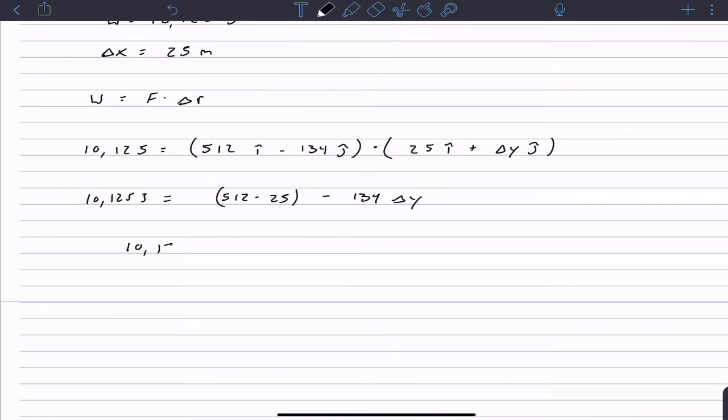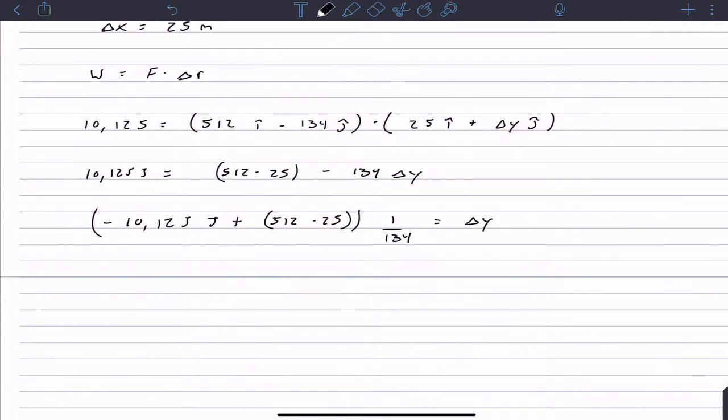So 10,125 joules minus 512 times 25. And we take this negative to the other side. So we're actually going to have minus and then plus here, and then we multiply this by 1 over 134, and that equals delta y. So then I plug all of this into the calculator, and I get a value of 19.96 meters. So that is the displacement in the y direction.